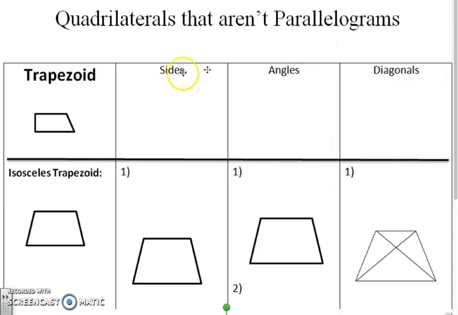Okie doke, so we're going to learn about quadrilaterals that aren't going to be parallelograms. And there are two kinds. We have trapezoids and we have kites. And so we have two kinds of trapezoids. We have a specific one called an isosceles trapezoid, and then we have the generic trapezoid. Okay? So a trapezoid has one pair of parallel sides.